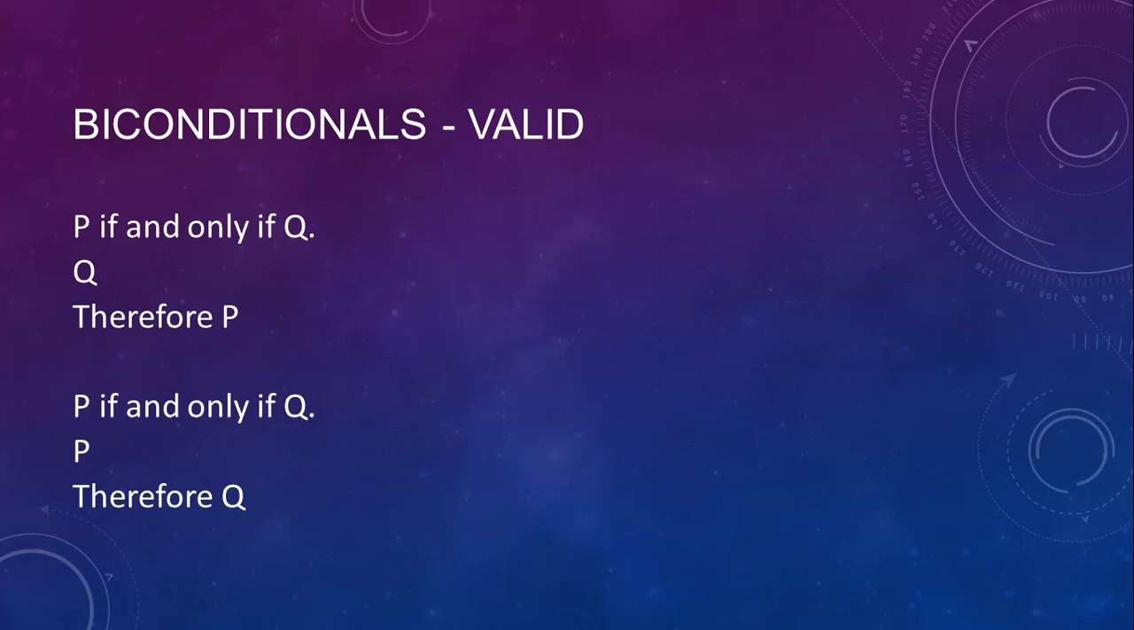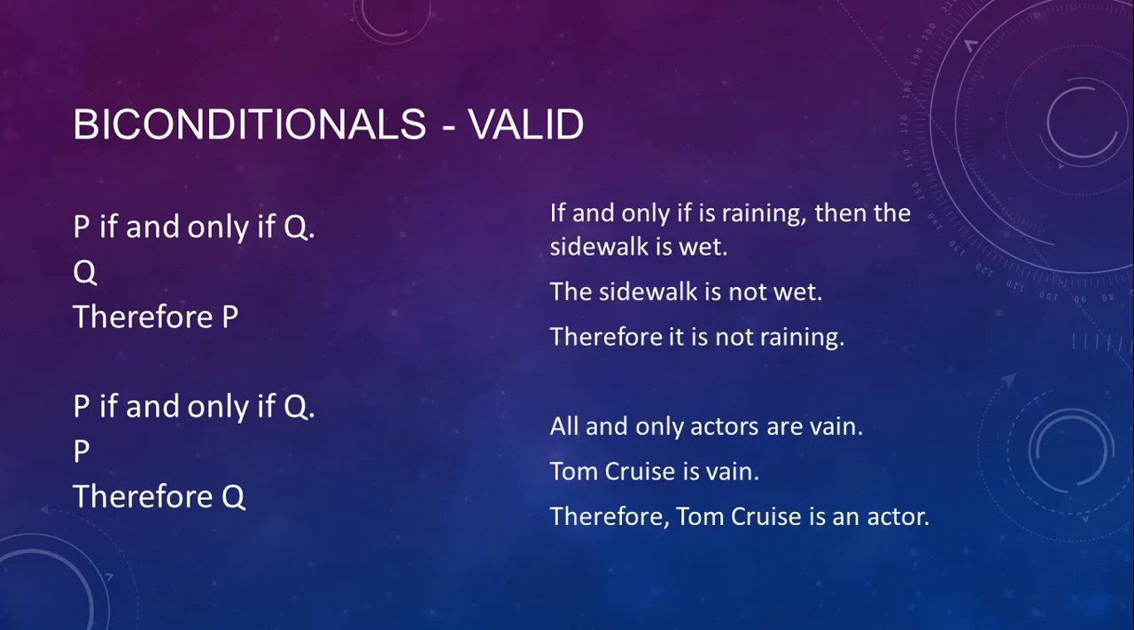So I didn't include this in the basic list because it's really just two conditionals going opposite ways stuck together. If and only if it's raining, then the sidewalk is wet. The sidewalk is not wet, therefore it's not raining. It's the same one as the invalid argument form from before, right? So if you say, if it's raining, then the sidewalk's wet, the sidewalk is wet, therefore it's raining, that's an incorrect inference.